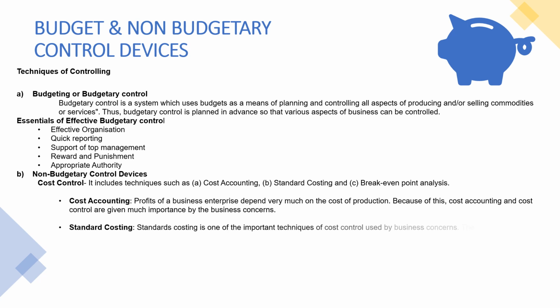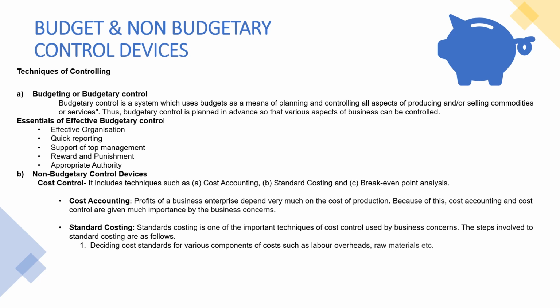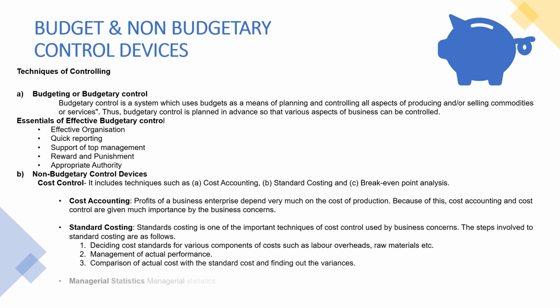Now let's talk about standard costing. Standard costing is one of the most important techniques of cost control used by business concerns. The steps involved in standard costing are deciding cost standards for various components of cost such as labor and raw materials, measurement of actual performance, comparison of actual cost with the standard cost, and finding out variances.